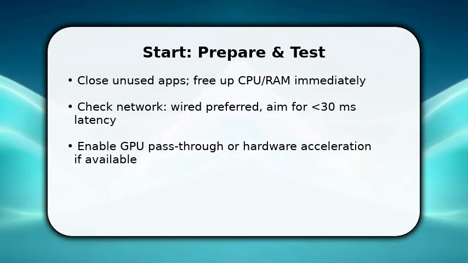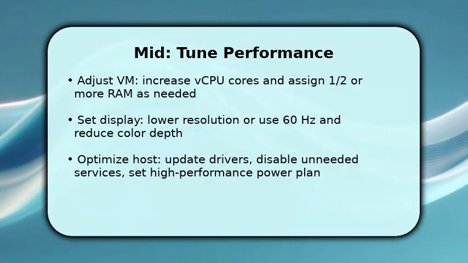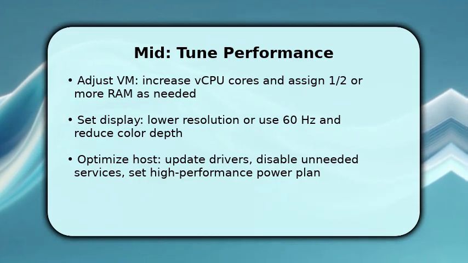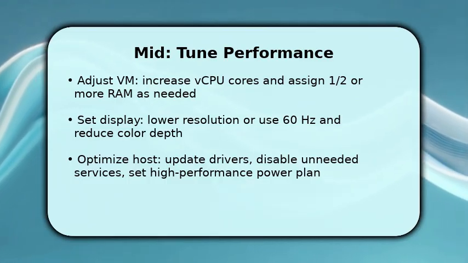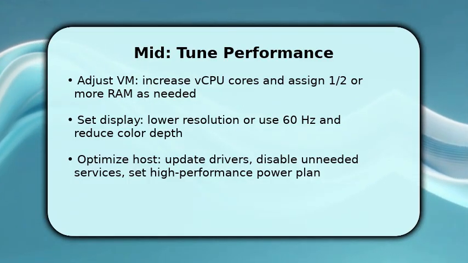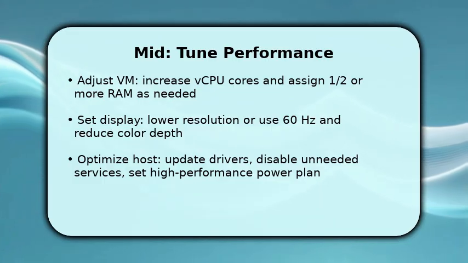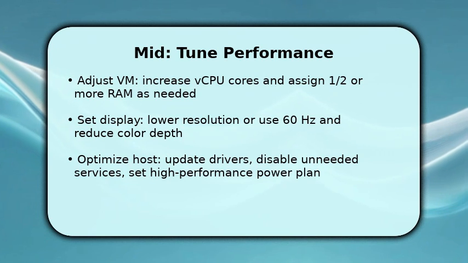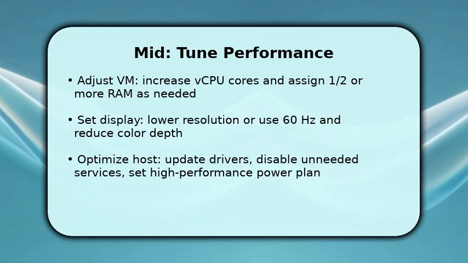deeper tuning. Now you tune for steady performance. Increase virtual CPU count and allocate 1/2 or more of needed RAM, but avoid starving the host. Balance matters. Then adjust display settings, reduce resolution, use 60 Hz and lower color depth to cut bandwidth and GPU load. On the host, update GPU and network drivers, disable background services you don't need, and set a high-performance power plan. Once these are configured, test under typical workload and monitor CPU, GPU, and network metrics to confirm improvement.